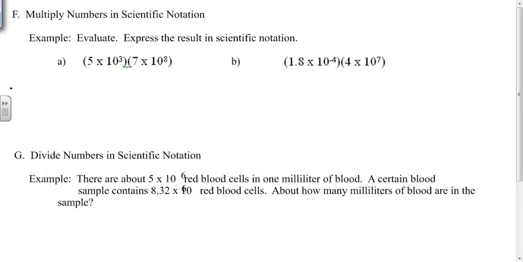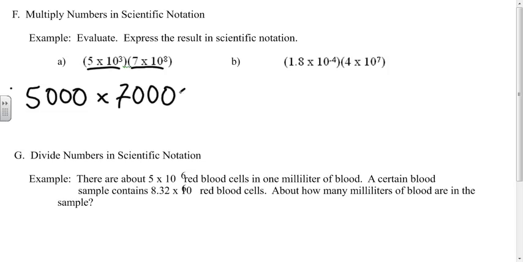Now when we're multiplying numbers in scientific notation, this is an instance of why the scientific notation makes things so much easier. 5 times 10 to the third power would be 5 times 10 to the 1, 2, 3, or 5,000. And 7 times 10 to the 8th power would be 7 times 10 to the 1, 2, 3, 4, 5, 6, 7, 8, which if we put in our commas, that looks like it would be 700 million. 700 million. That's a really big number.